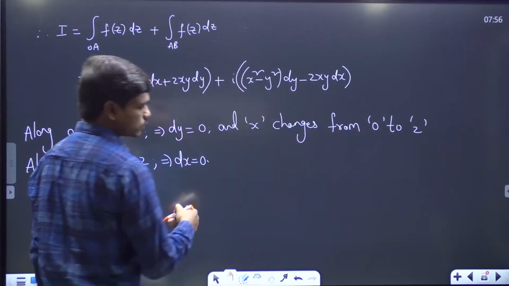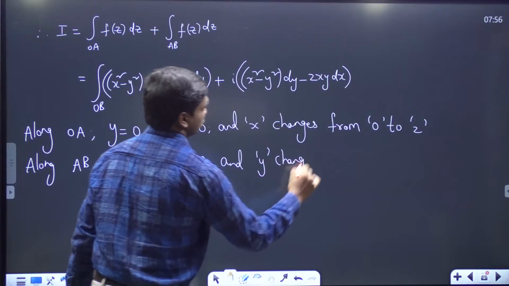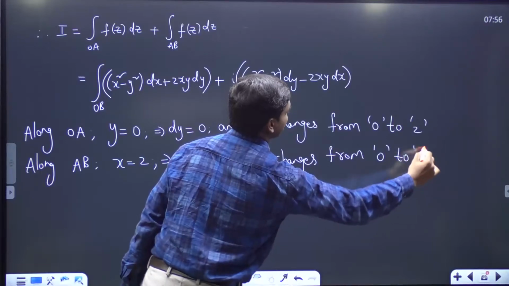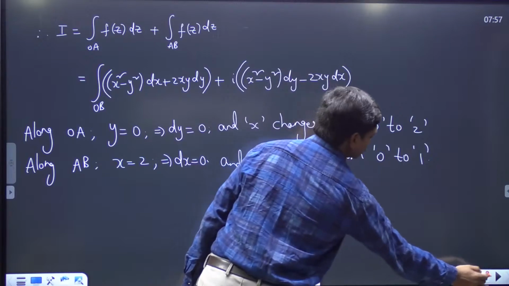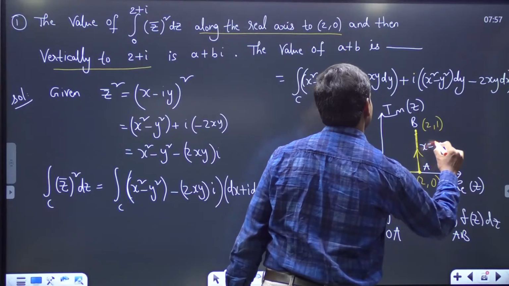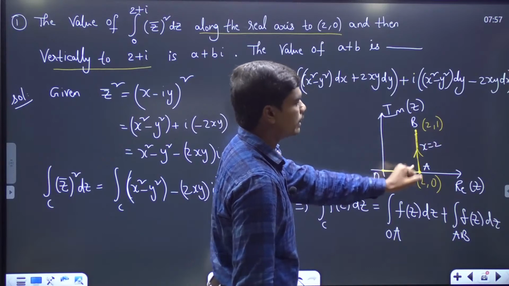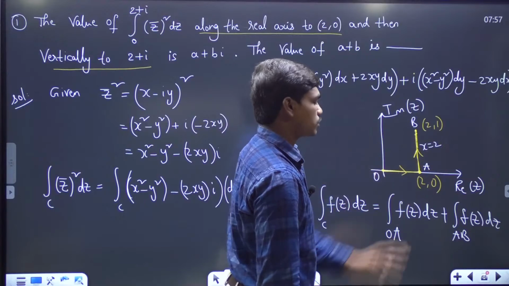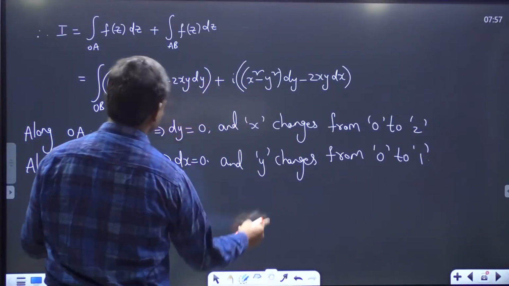And in this case, what does y change to? y changes from 0 to 1, correct? Because if you see this line segment, this is the equation x is equal to 2. This is a straight line, which is of course vertical. Since this is a vertical line, x is constant along this path. So x is constant at 2 and y is changing from 0 to 1.